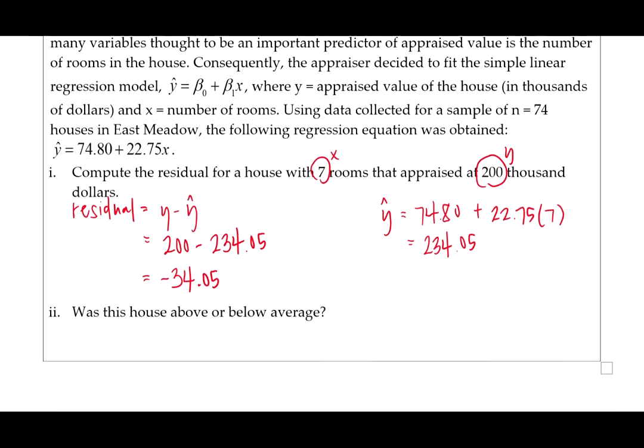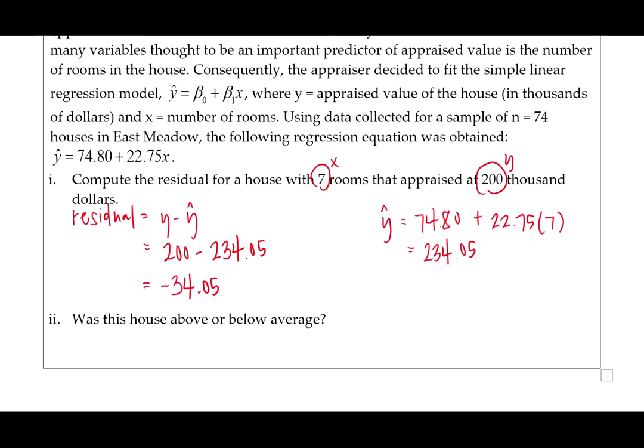Part 2 of this question says, was this house above or below average? If a residual is positive, then the actual data value is above average. That means the actual y is higher than the predicted y. Y hat gives us the predicted value for the response variable. In other words, the mean y at a given value of x.